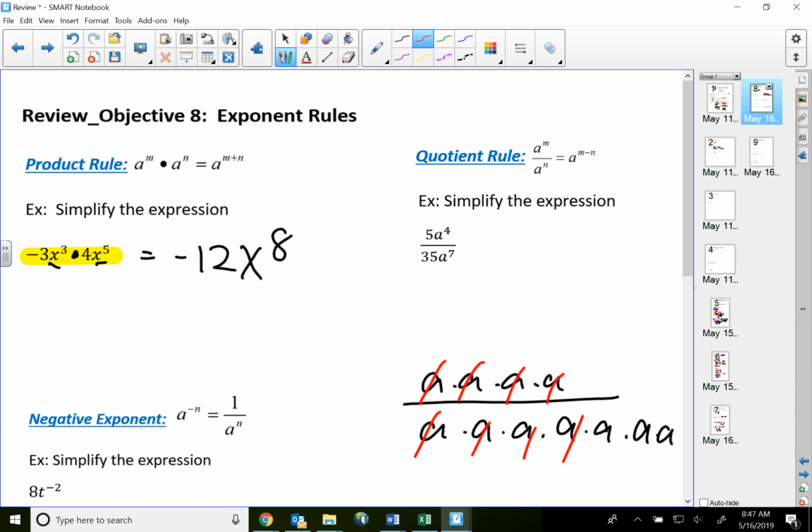So that's why a lot of times I will say, if I've got 4 a's on top and 7 a's on the bottom being multiplied, when I cancel them out, or when I subtract the exponents, how many a's should be left?